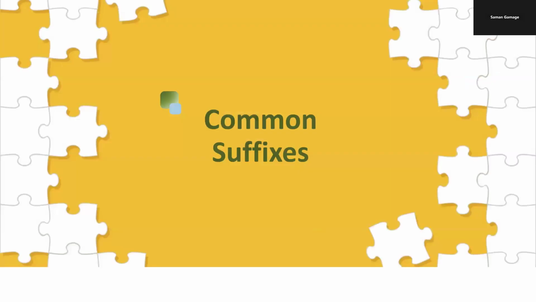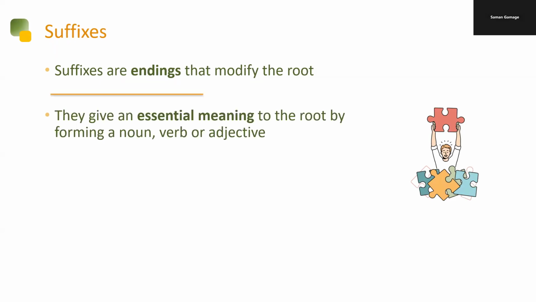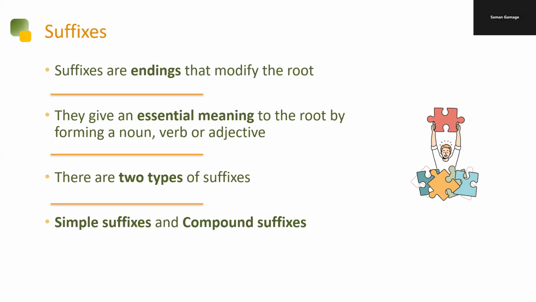Let's discuss common suffixes. Do you know what suffixes are? Suffixes are endings that modify the root. They give an essential meaning to the root by forming a noun, verb, or adjective. So a root is combined with a suffix, and the suffix is able to modify the meaning of the root. There are two types of suffixes, simple suffixes and compound suffixes.